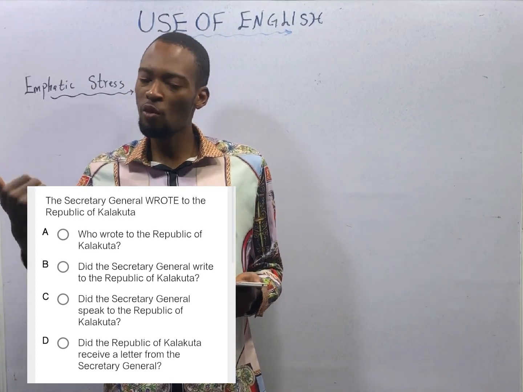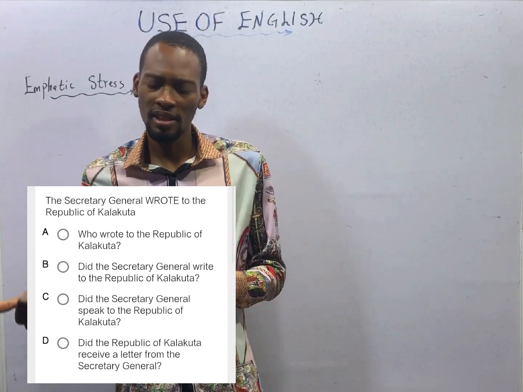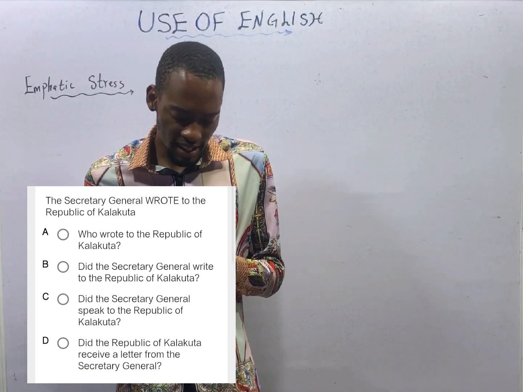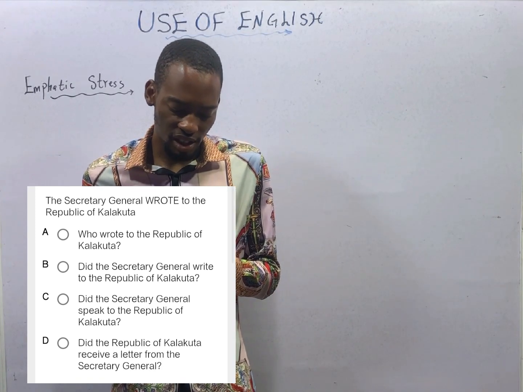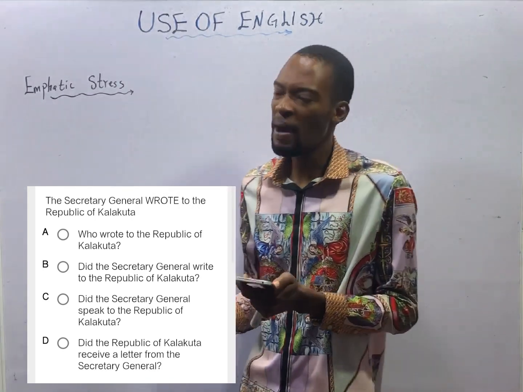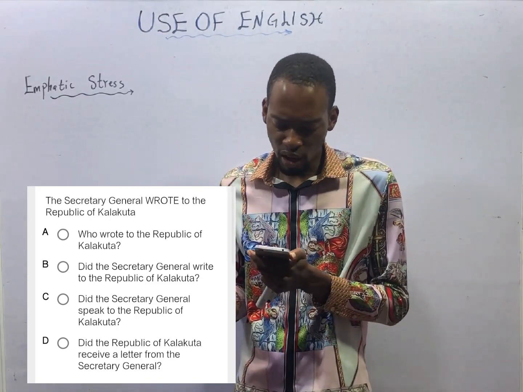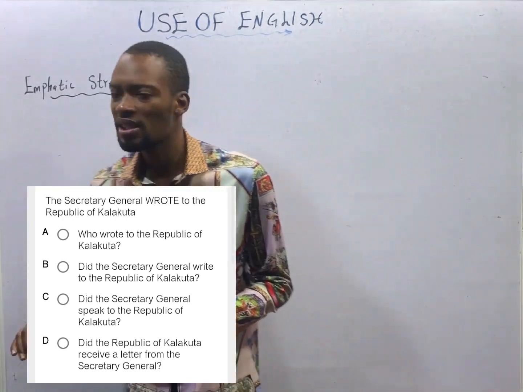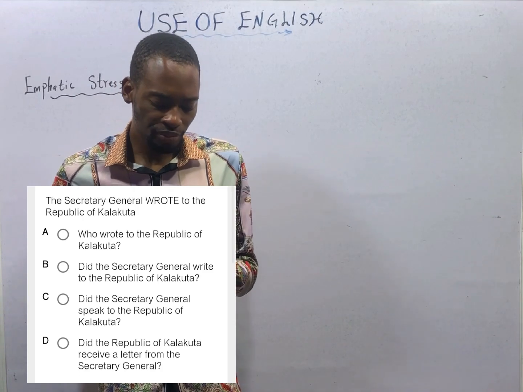So the word emphasized should not repeat, whether in the present or in the past tense. And looking at option D, it says, did the Republic of Calcutta receive a letter from the Secretary General? Now, there is no letter in the sentence. Apart from wrote, the sentence should remain the same. Don't alter it. And option A says, who wrote? A contains wrote. That makes it wrong. We need not analyze.